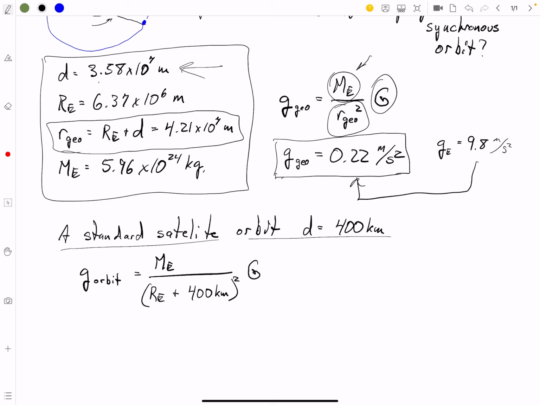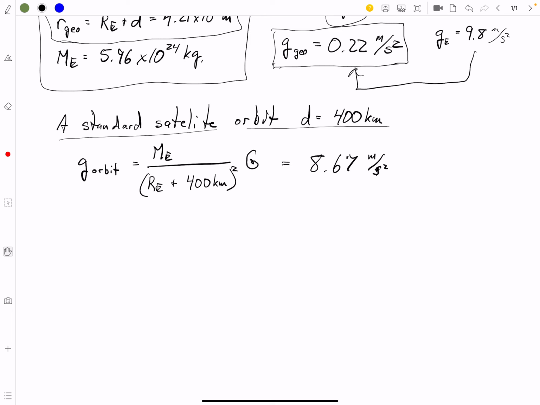This actually turns out to be relatively large, surprisingly large, right? So as you get closer to the Earth, it quickly increases the acceleration constant of gravity, of that force.